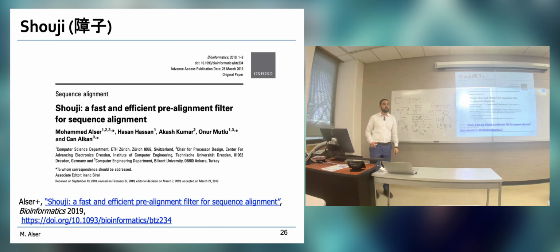Called Shuji. It was published in 2019. This is the name of the paper. And we will see why we call it Shuji. As you can see from the writing over here, it's a Japanese name. Okay.